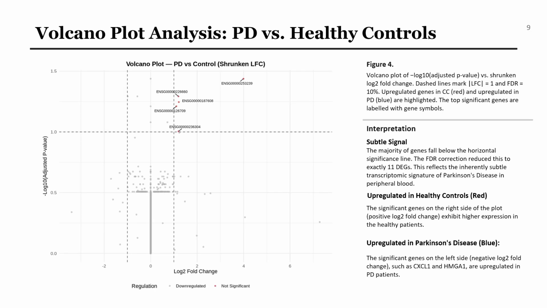Here is the volcano plot visualizing our differential expression results. The x-axis shows the shrunken log2 fold change and the y-axis displays statistical significance. A strict 10% FDR is marked by the horizontal dashed line. The vast majority of genes fall below this line, reflecting the inherent subtle transcriptomic signature of Parkinson's disease in blood. The red points on the right show genes upregulated in healthy controls, while significant genes on the left, such as CXCL1 and HMGA1, are upregulated in Parkinson's patients.